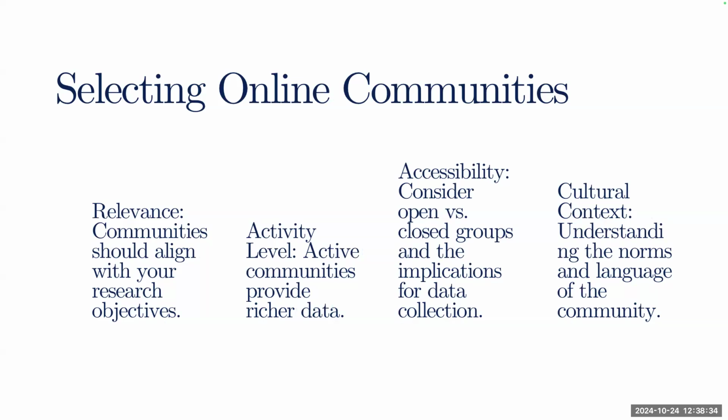Accessibility to the community also matters. Some online communities are open to the public, while others require memberships, approvals, or invitations to join. A researcher needs to navigate these barriers thoughtfully. You have to ensure that access is gained ethically. So you're not lying, and you're not just hiding in the bushes. You join them with ethics.